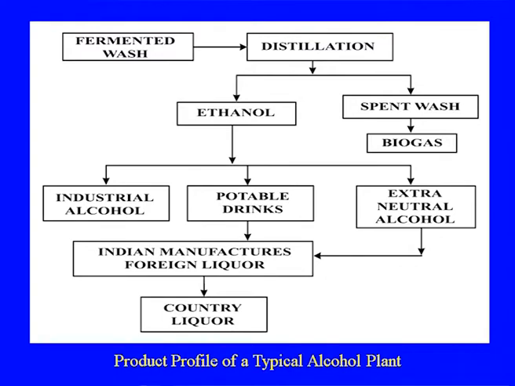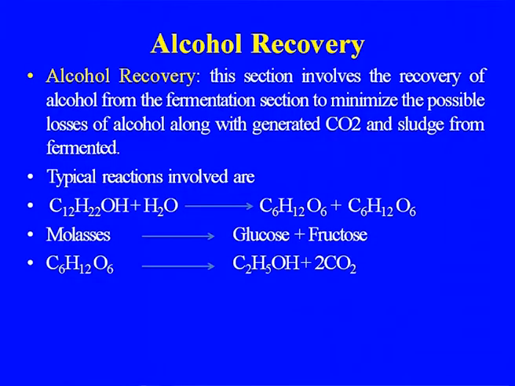Now the Central Pollution Control Board is very much concerned about this industry, because it is one of the highly polluting industries. The different types of alcohol which we get may be industrial alcohol, potable alcohol, extra neutral alcohol, country liquor, all those are the various types of product. Alcohol recovery is very important in the alcohol plant. This section involves the recovery of the alcohol from the fermentation section to minimize the possible loss of alcohol along with the generated CO2 and sludge from the fermenter.